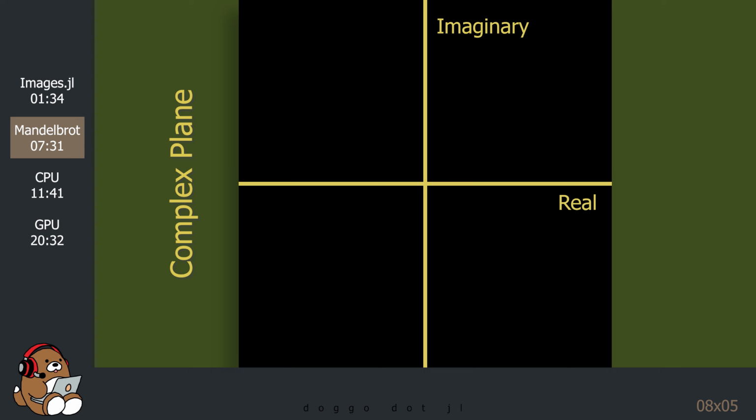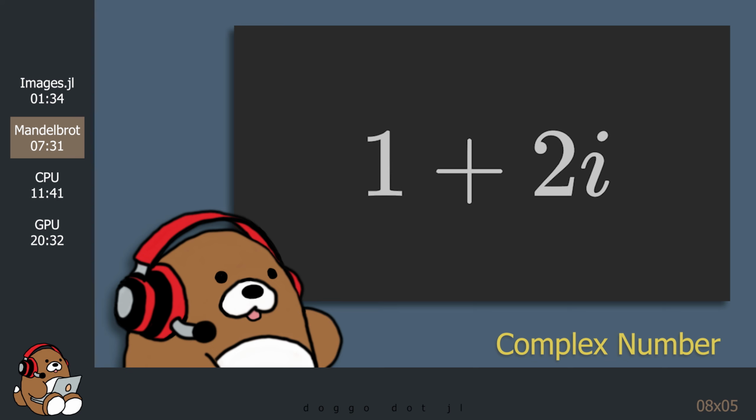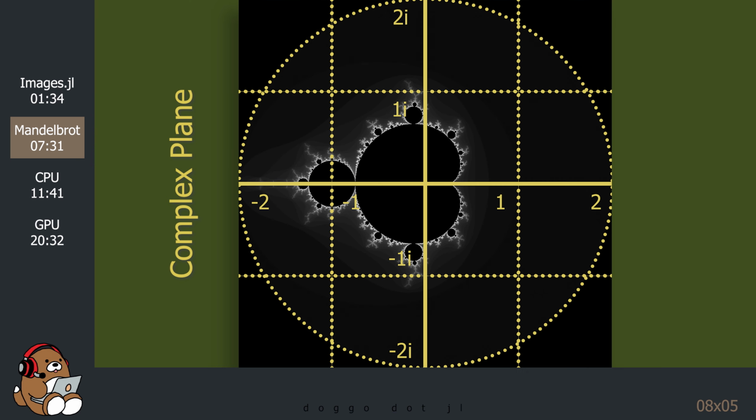A two-dimensional plane with real numbers along the x-axis and imaginary numbers along the y-axis is known as a complex plane. And a point located on this plane is known as a complex number. A complex number is denoted by a real number plus an imaginary number, like 1 plus 2i. The image of the Mandelbrot set is drawn on a complex plane.